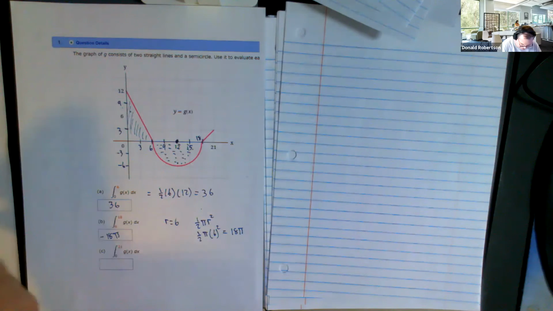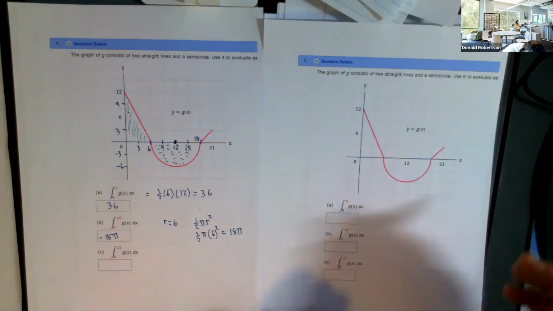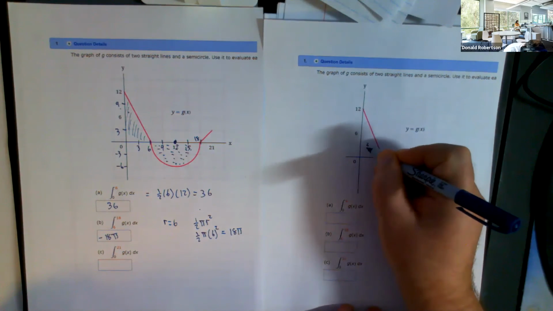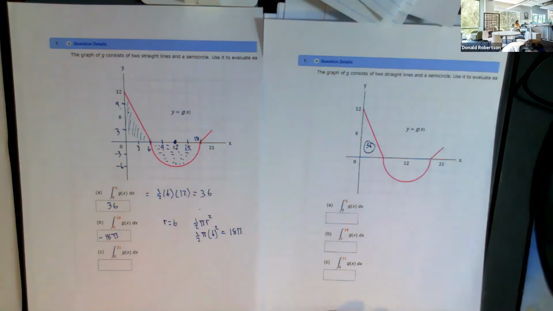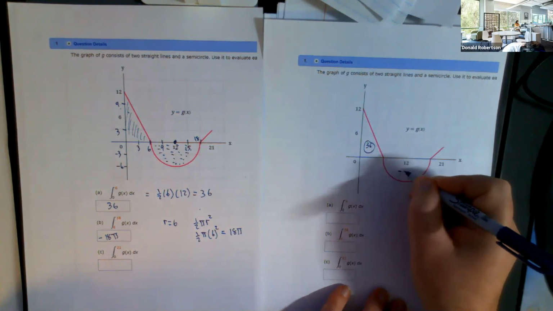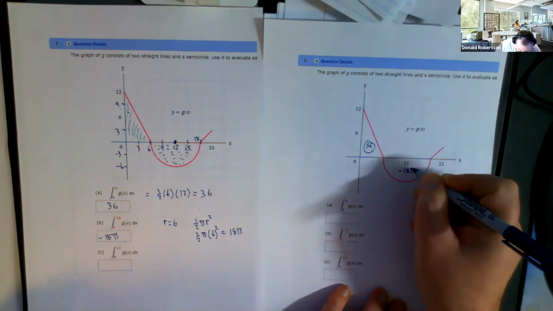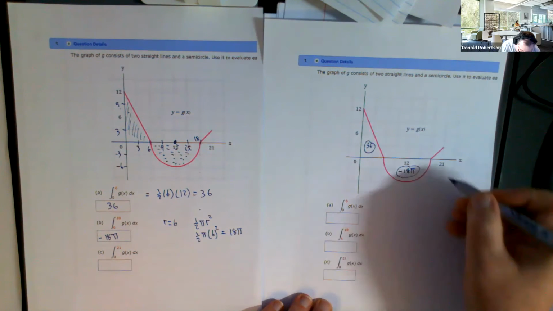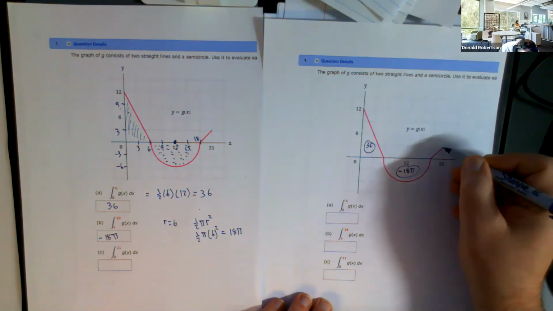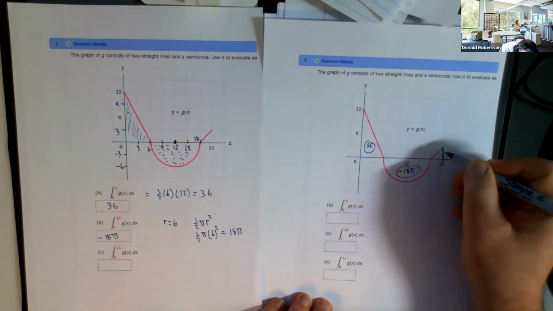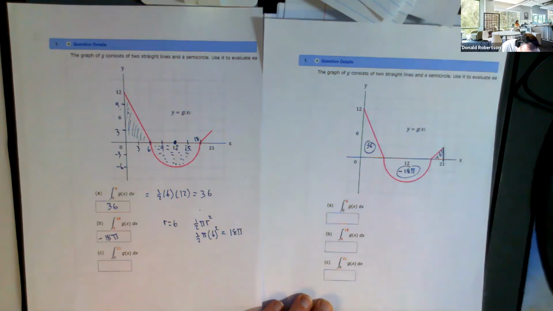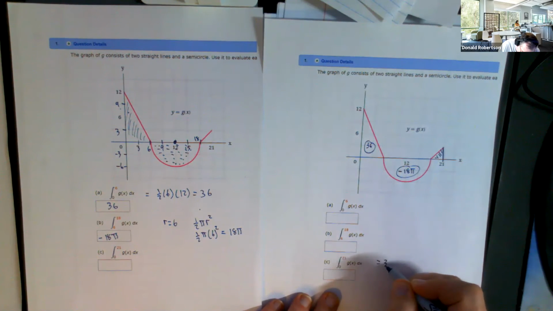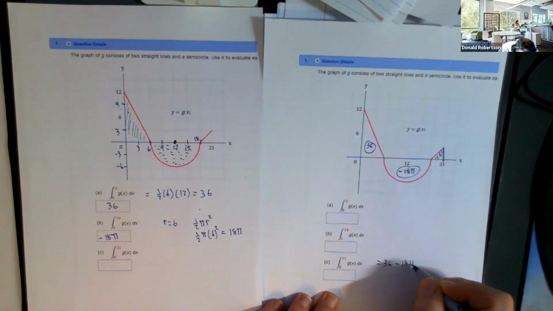So I'm going to use a clean one. We know this guy is 36, so I'm just going to write down what he is. And we know this guy here is 18 pi, or minus 18 pi if you prefer. So if you want the whole thing, don't you basically just take that guy, and one little baby one at the end? So it's going to be 36, take away 18 pi.